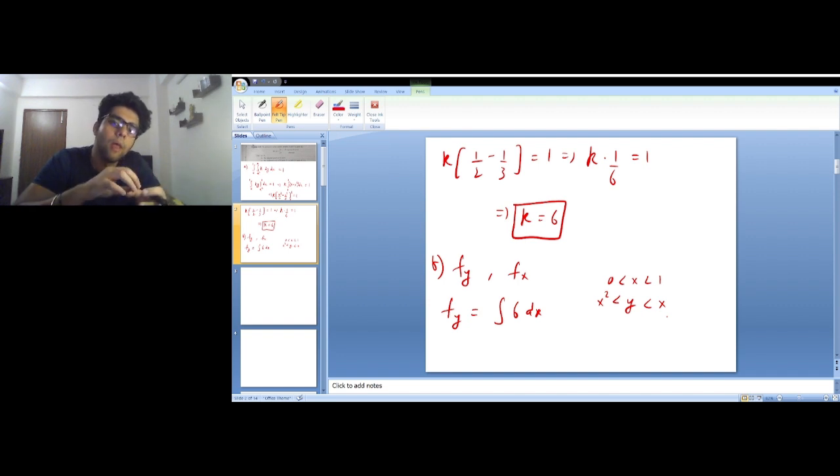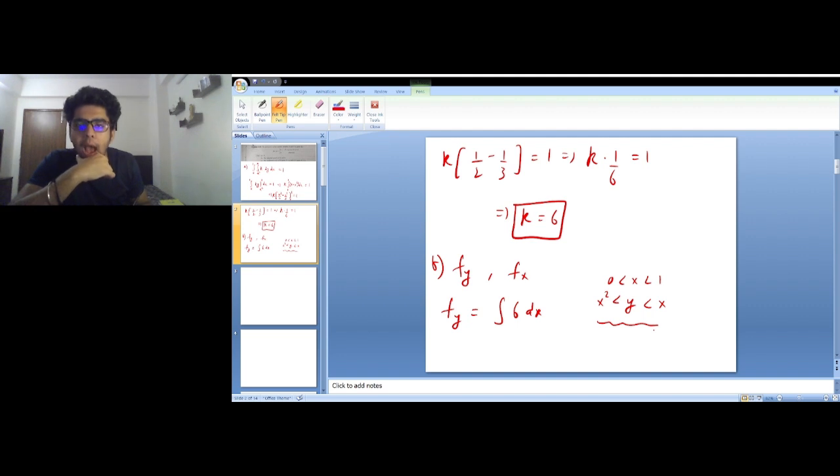Why? Because from this second limit of y, I can transform the limits of x in terms of y. And if I do that and plug in place of the limits of x, I'll be capturing the whole effect of the marginal PDF of y. So what I'll be doing is, my y lies between x square and x, right?